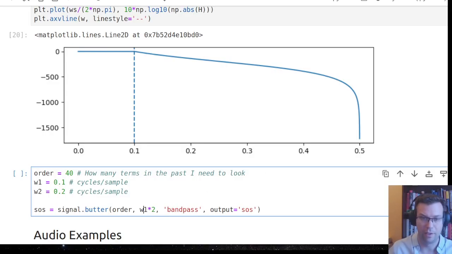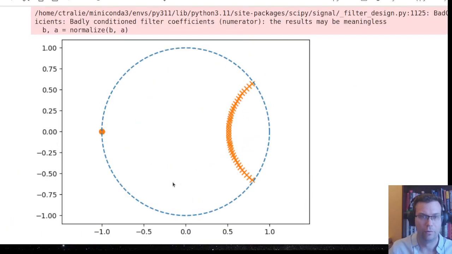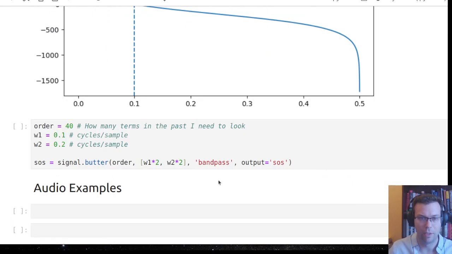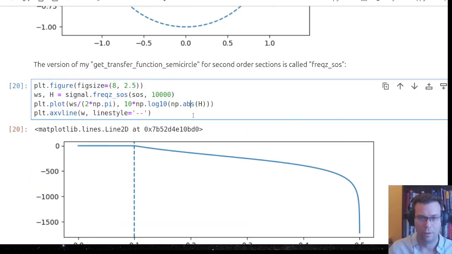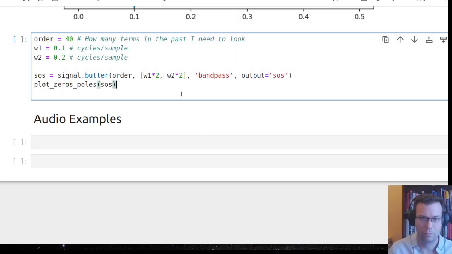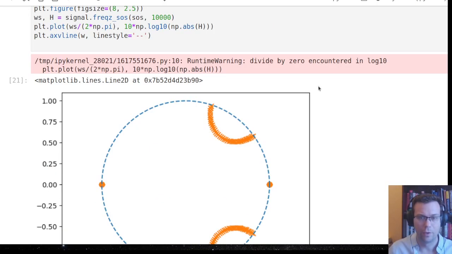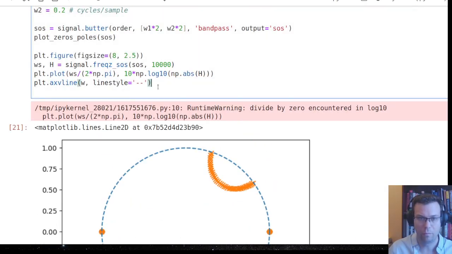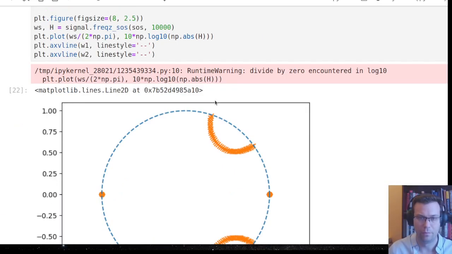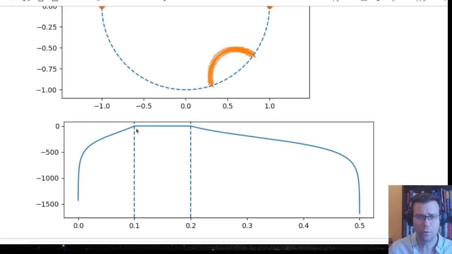And now this actually takes a list of the edges of the band that I'm trying to put through here. And so let me make these two plots again and show you the result. And so this is kind of cool here. If I look at the response, I say, okay, great. Between 0.1, actually let me make sure I show both edges here. Between 0.1 and 0.2, I'm passing through, and then I cut off.